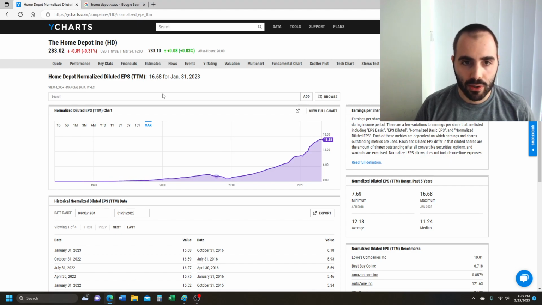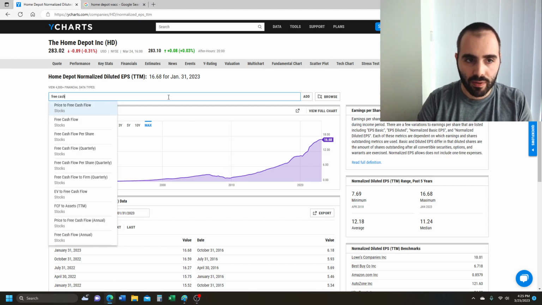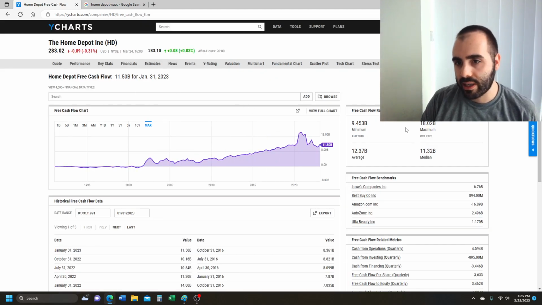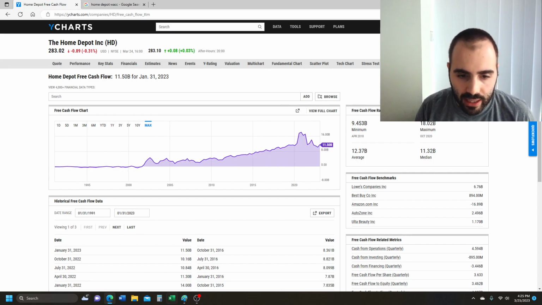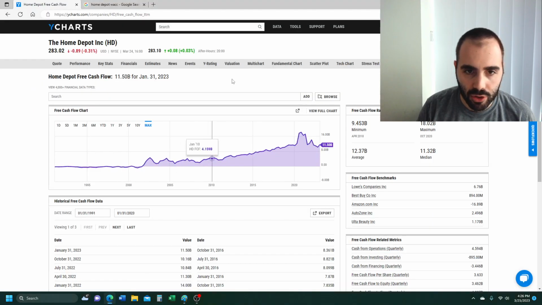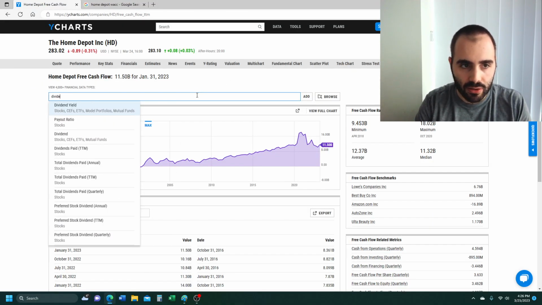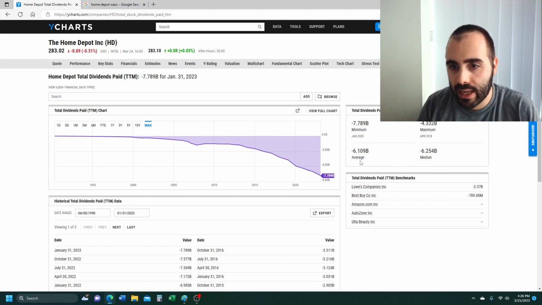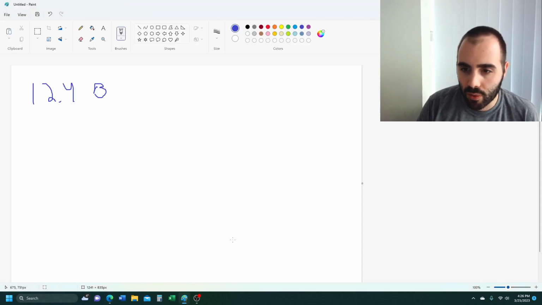So the first step basically in the return-based valuation process is looking at the free cash flow of the company. Usually what I like to do is take the average 5-year free cash flows. So let's take these average 5-year free cash flows for Home Depot, 12.4 billion. Those are the average free cash flows over the past 5 years per year. And I like to see if they pay any dividends. So let's look at total dividends paid. And they do. On average, they paid out $6.1 billion worth of dividends. So minus $6.1 billion in dividends.